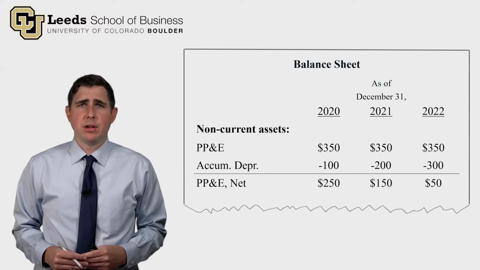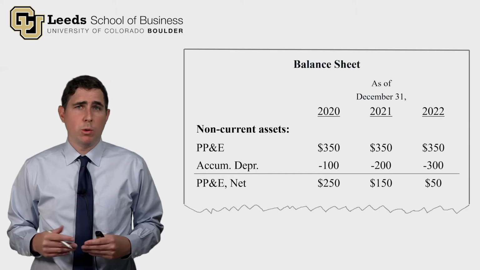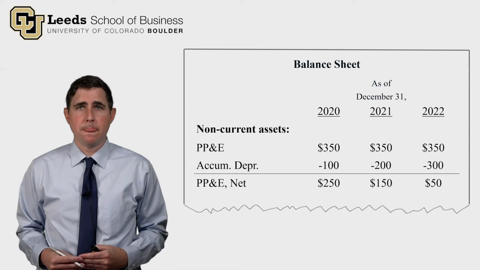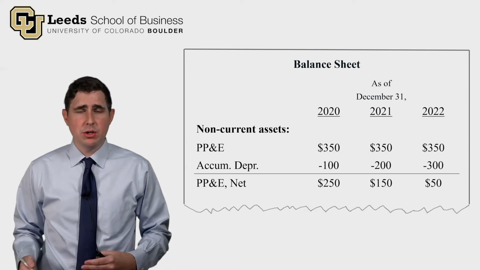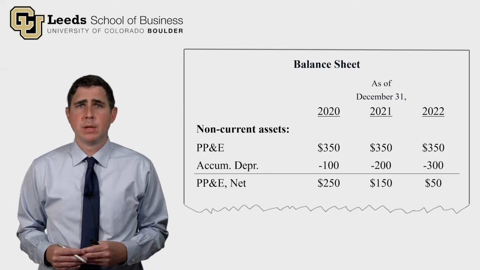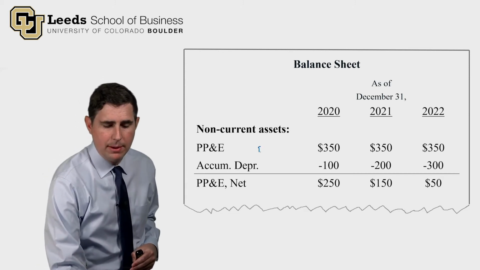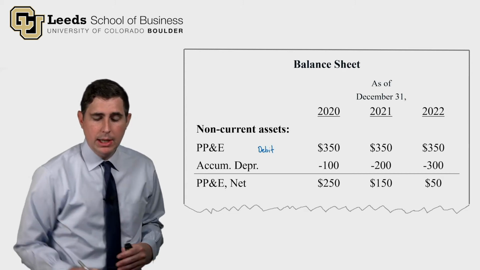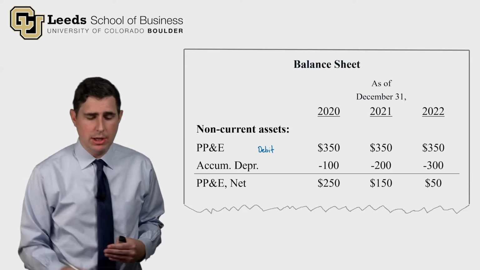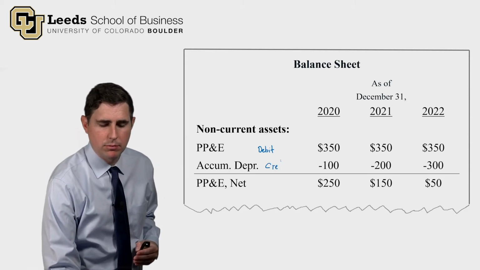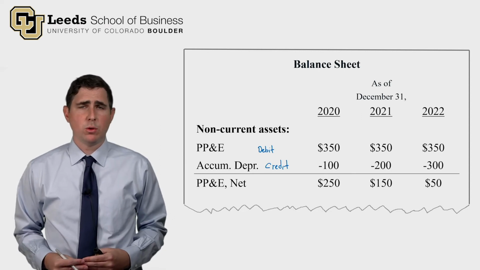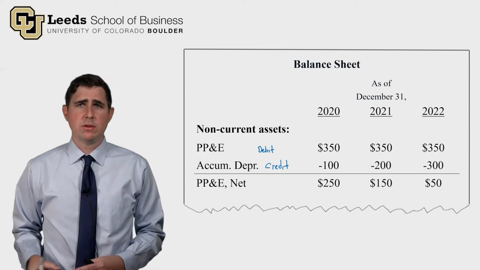Here I'm presenting a balance sheet for 3 years in a row. At the beginning of 2020, that's when we acquired this treadmill desk for $350. Here is the balance sheet at the end of each year: the end of 2020, the end of 2021, and the end of 2022. You can see that this PP&E account, which is a debit, is just maintaining at $350. The accumulated depreciation account, which is a credit balance, is accumulating the depreciation. So it's $100 after 1 year, it's up to $200 after 2 years, and $300 after 3 years.